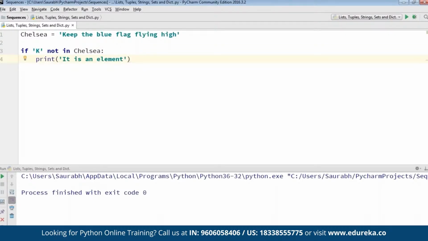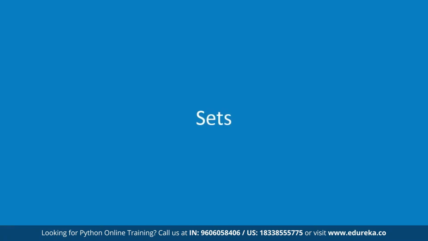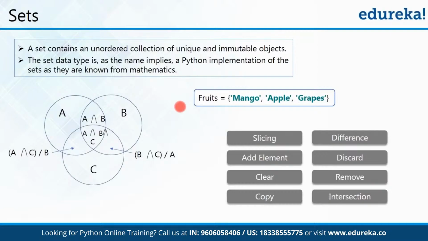Now let me open my slides and we'll continue forward and see what other sequences there are in Python. So what are sets? You can consider a set as a sequence that contains only unique objects, with no repeated objects, and all of them are immutable. That means you cannot change anything. If you have a particular element inside a set, it will always be there. You cannot update it.